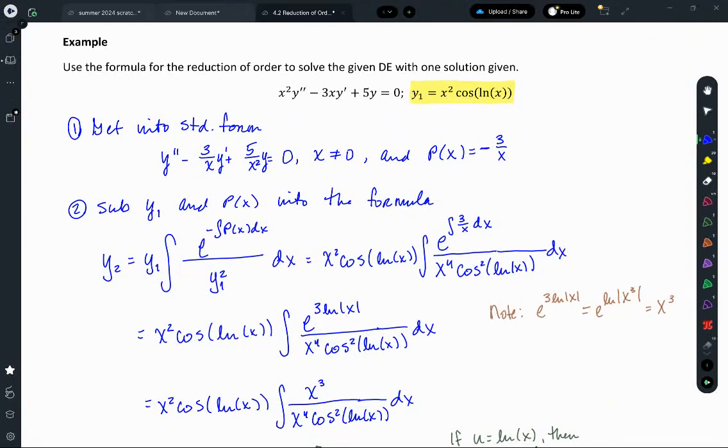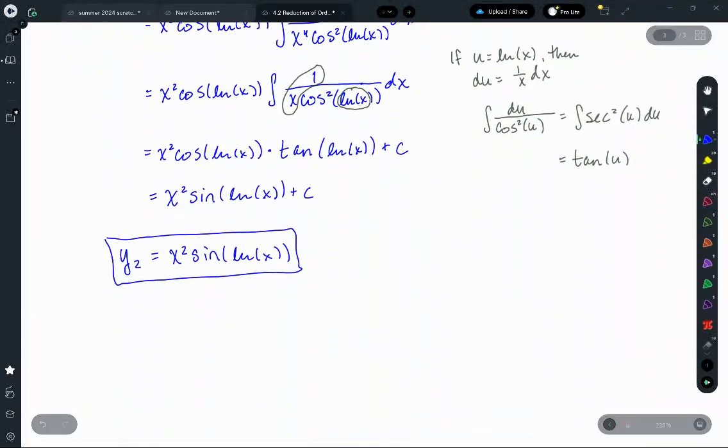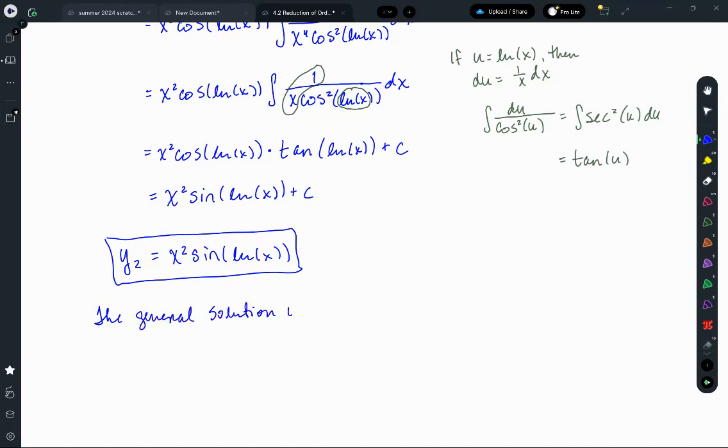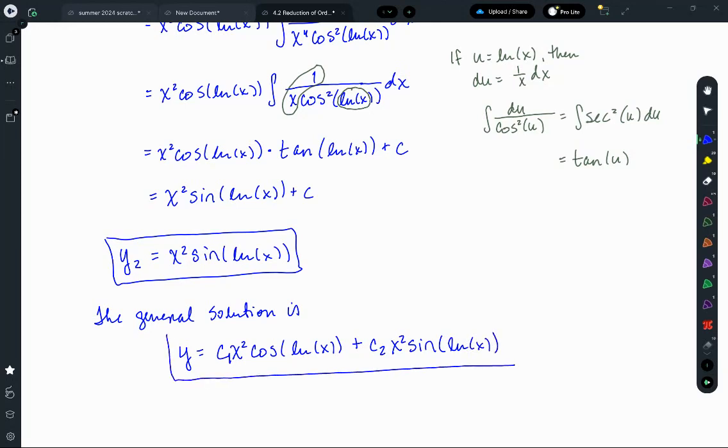The last thing that we could do that we're not asked to do, because they just say to solve the given differential equation with one solution given, and I think it might be smart of us to do this, is to say that the general solution is y equals c1 x squared cosine of ln of x, that's from y1, plus c2 x squared sine of ln of x. And that's it.